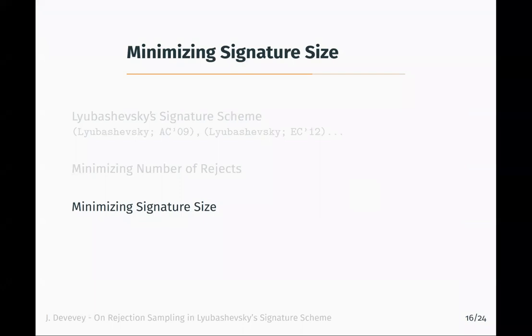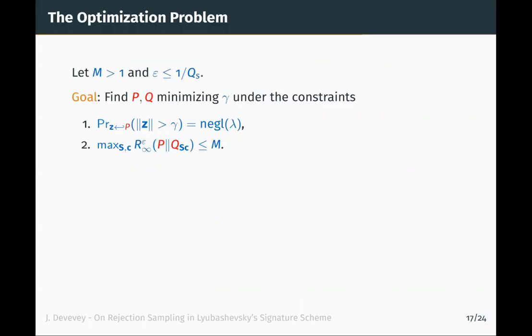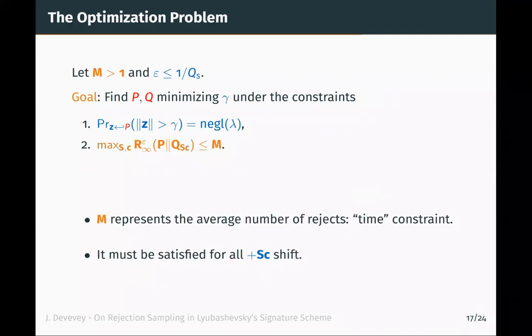Okay. So now we move back to the signature and we move to a different topic because now we know that rejection sampling works and that it is quite fast. So we have the following optimization problem. Okay, I'm going to detail all of those terms. First, we are going to fix some value M. It represents how much resource you want to put inside the signature scheme. It will be the average number of rejects. And you want rejection sampling to work whatever shift you will have. So you need to take M bigger than the maximum of all possible shifts that you will have, okay?